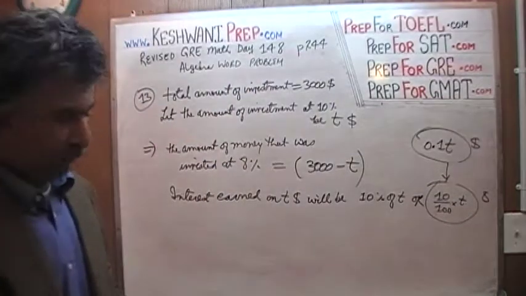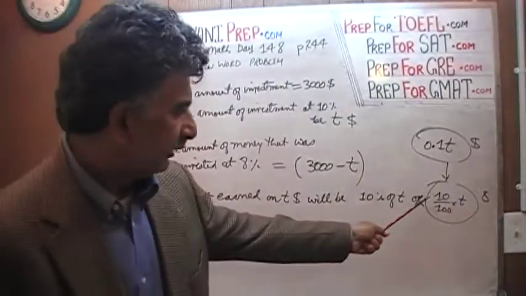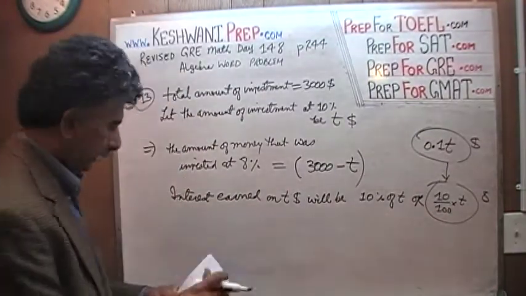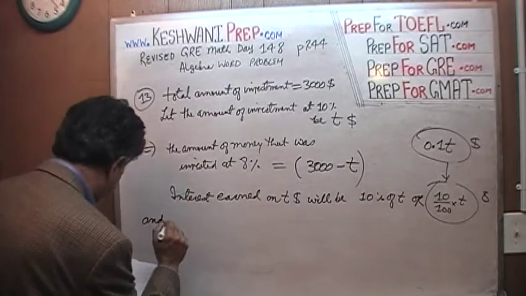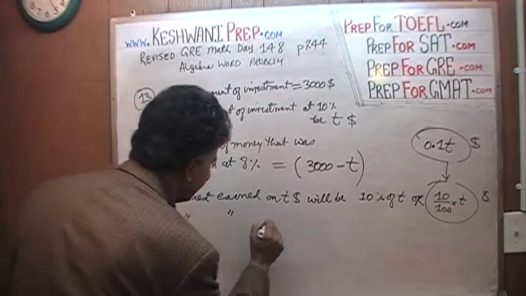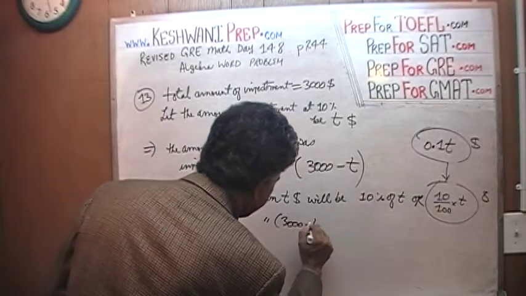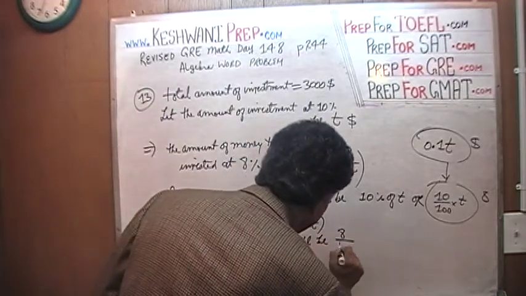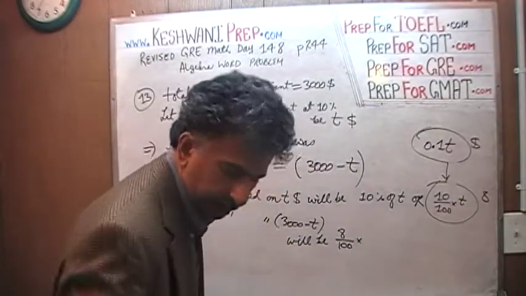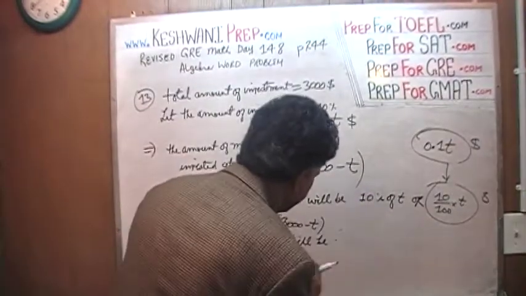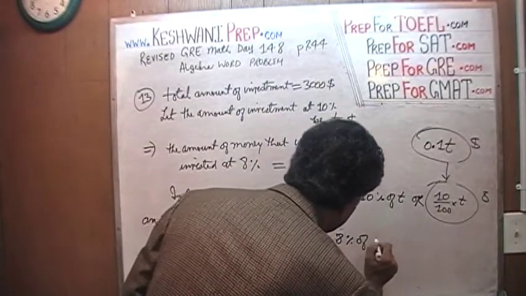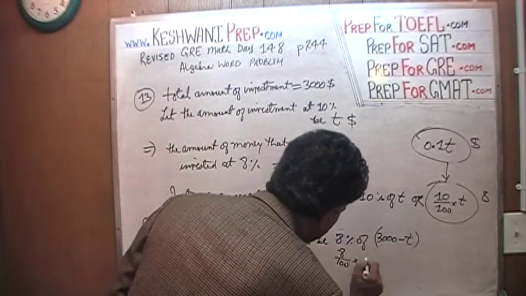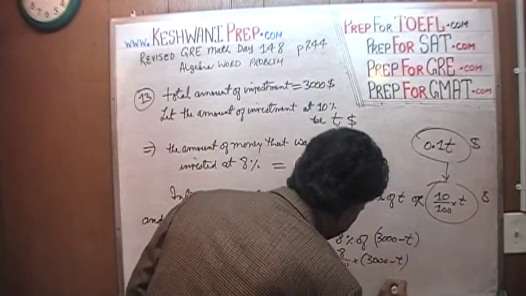0.1 T is the same as what I wrote down there, which is 10%. 10% means 10 over 100, 10% of T. And the interest that we earned on 3,000 minus T will be 8% of 3,000 minus T. 8% means 8 over 100 times 3,000 minus T.